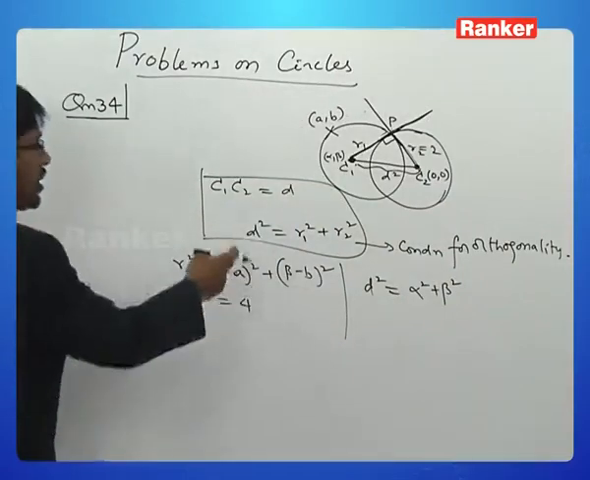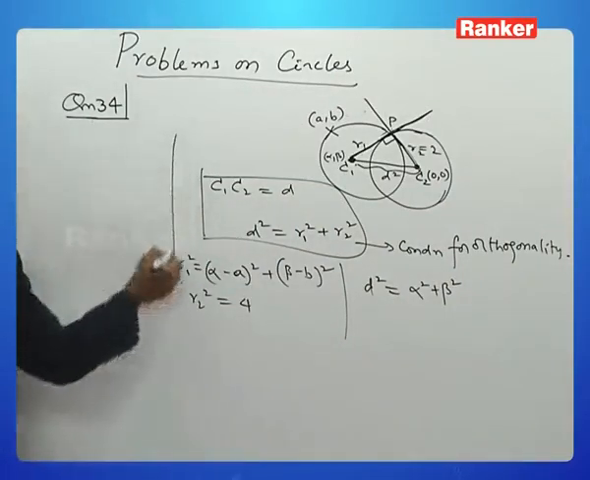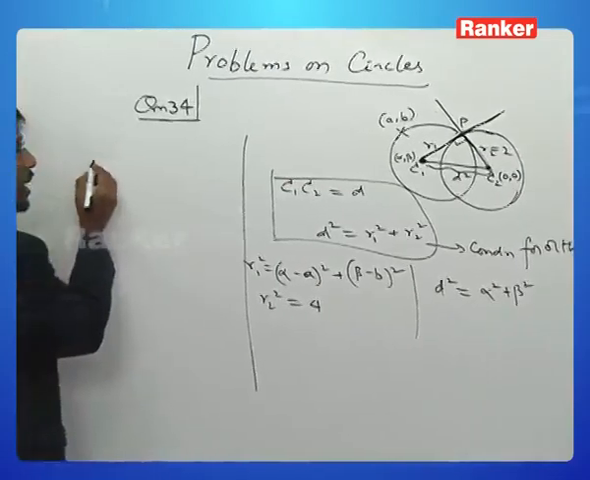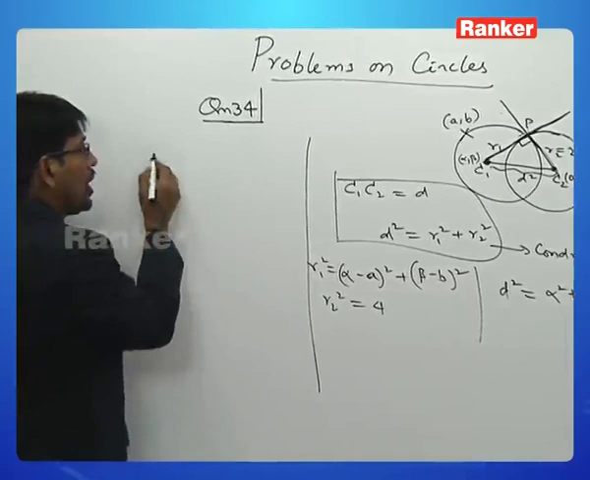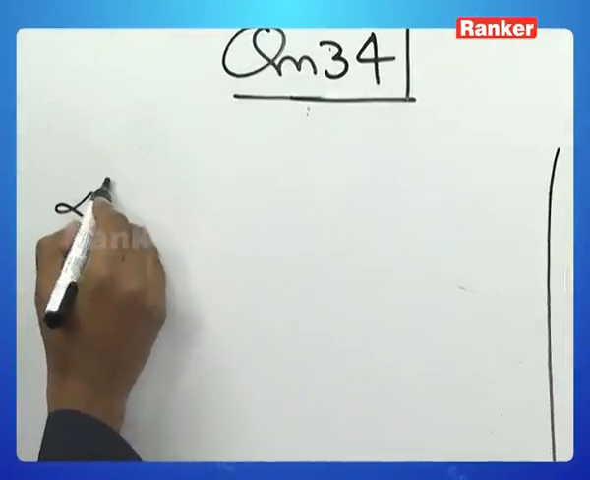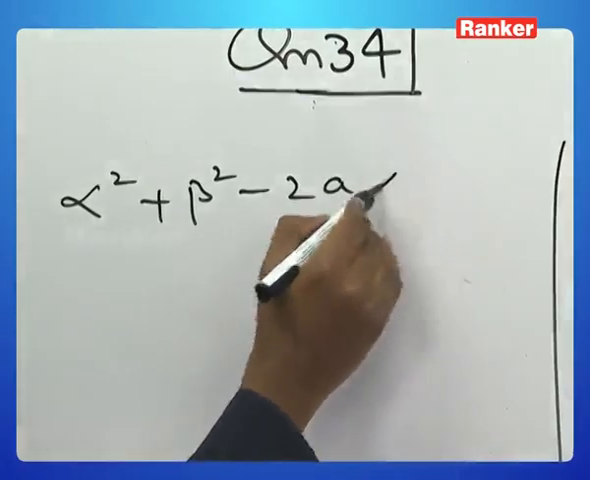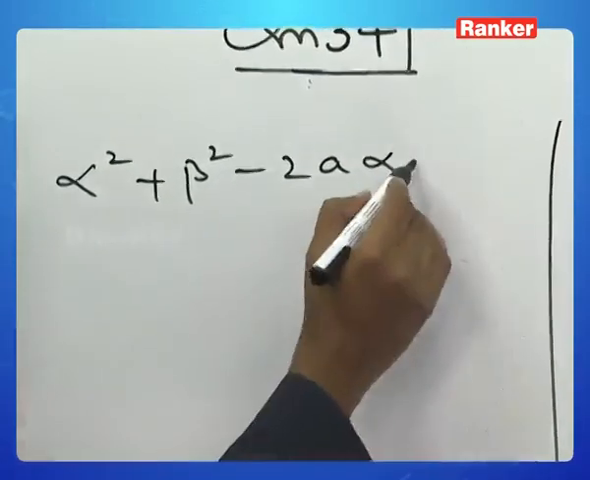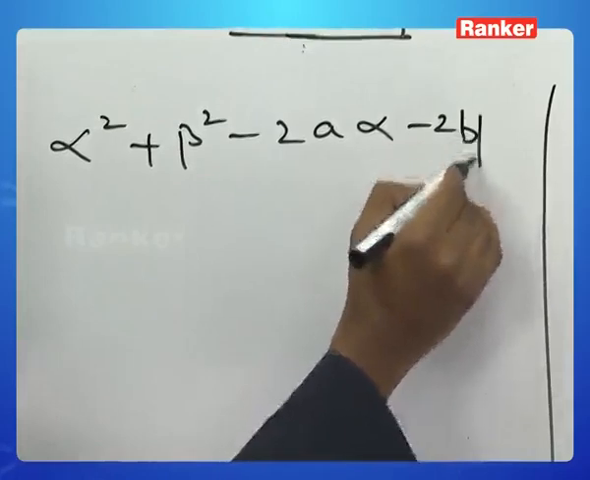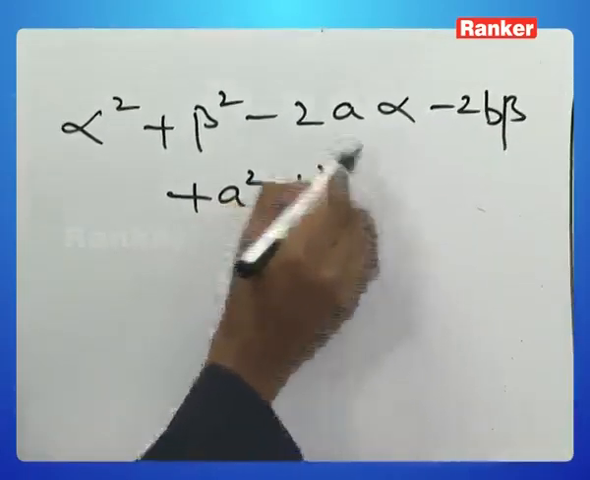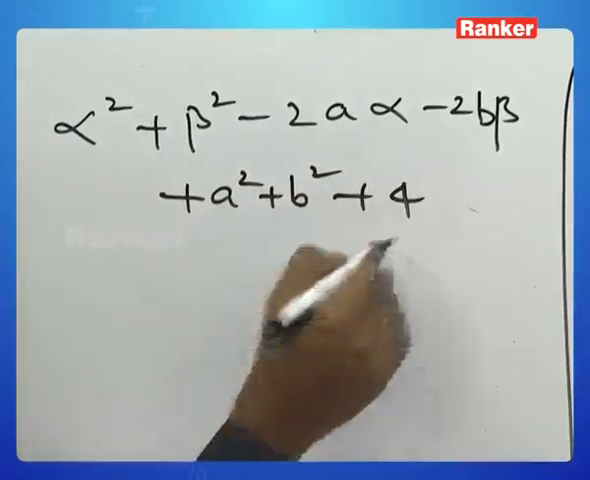So now let's equate this. D square is equal to R1 square plus R2 square. So let's come here. What is R1 square? So (alpha minus a) the whole square, that is alpha square plus beta square minus 2a alpha minus 2b beta plus a square plus b square plus 4.